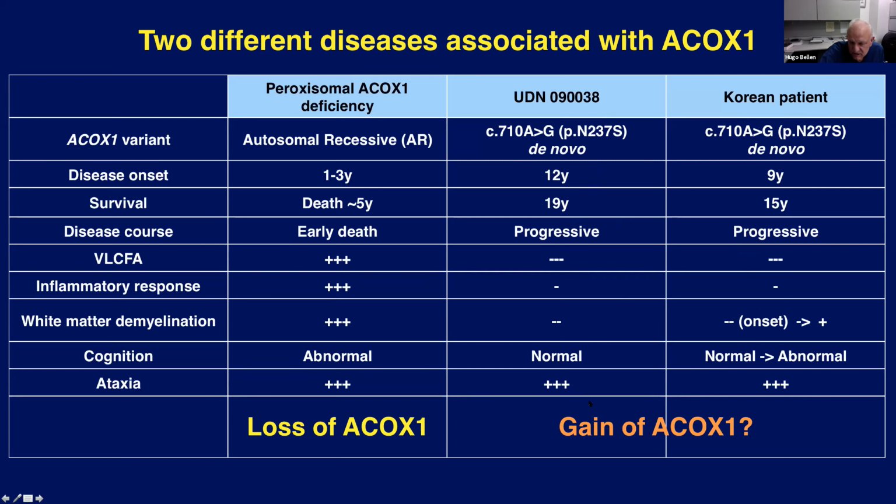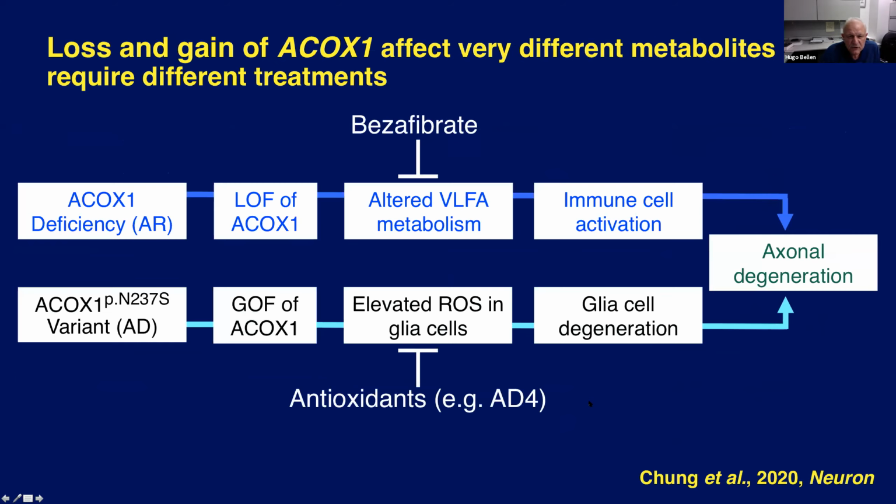So Locke thought this might be a gain of ACOX-1 function. And to make a long story short, we showed that ACOX-1 was expressed in glial cells and almost not in neurons. And all the phenotypes that were observed in the patients could be attributed so far to 2 cell types, the glia and the immune cells. In the ACOX-1 deficiency, there is a loss of ACOX-1, and there is an altered very long chain fatty acid metabolism, and there is an immune cell activation, and the immune cells seem to attack the glial cells.